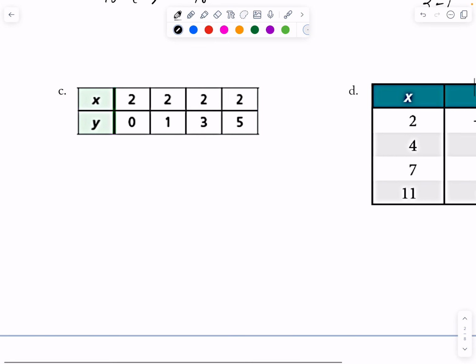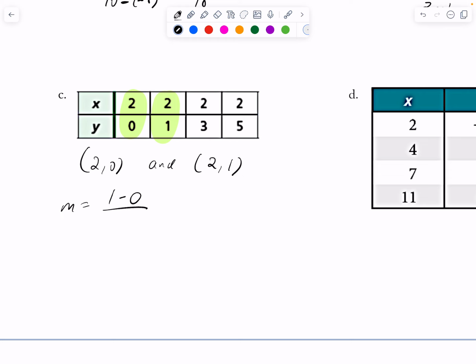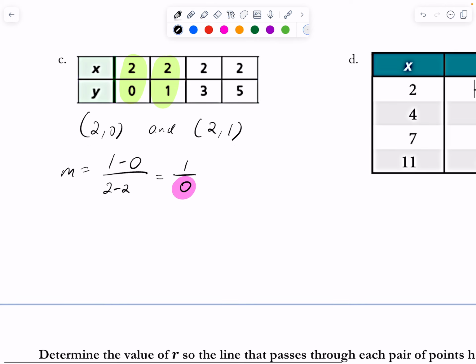Okay, a table. Choose any ordered pairs you like. I always choose the first two, but it really doesn't matter. So I'm going to choose these two. Just make sure you know that the ordered pairs are (2, 0) and (2, 1). You might recognize what's happening here as well. So I'm going to do the change in my y's, so 1 minus 0, over the change in my x's, 2 minus 2. And you get 1 over 0. Now this should be a huge red flag whenever you see a 0 in the denominator. You cannot divide by 0, so this slope is undefined.